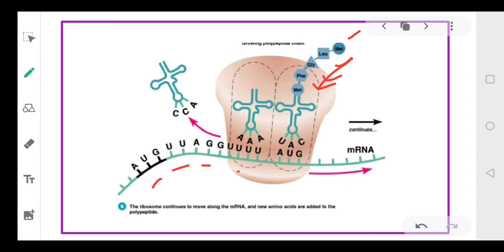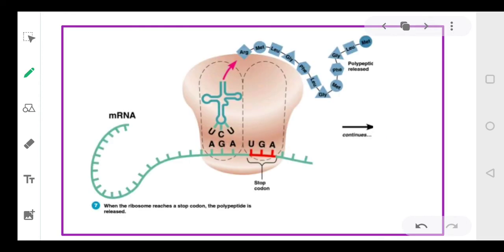So in this manner, the ribosomal unit is continuously moving along the mRNA, right? The amino acids are being formed and joined with each other, resulting in the formation of a long chain, and this chain is called a polypeptide. Amino acids are joined with each other, forming a chain, and that is why it is called a polypeptide.